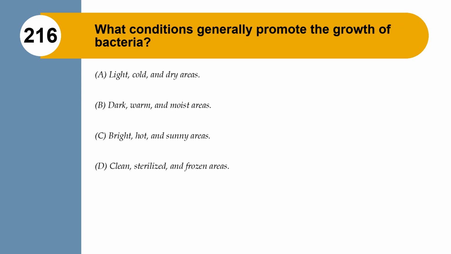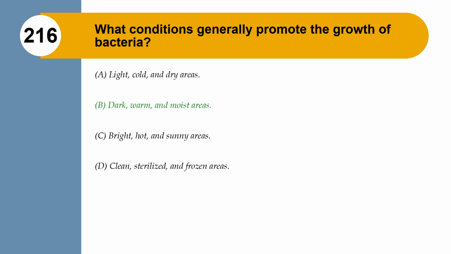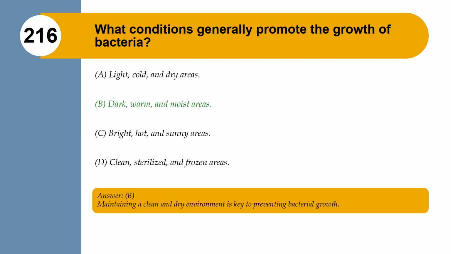Question 216. What conditions generally promote the growth of bacteria? Option A, light, cold, and dry areas. Option B, dark, warm, and moist areas. Option C, bright, hot, and sunny areas. Option D, clean, sterilized, and frozen areas. The correct answer is option B, dark, warm, and moist areas. Explanation. Maintaining a clean and dry environment is key to preventing bacterial growth.